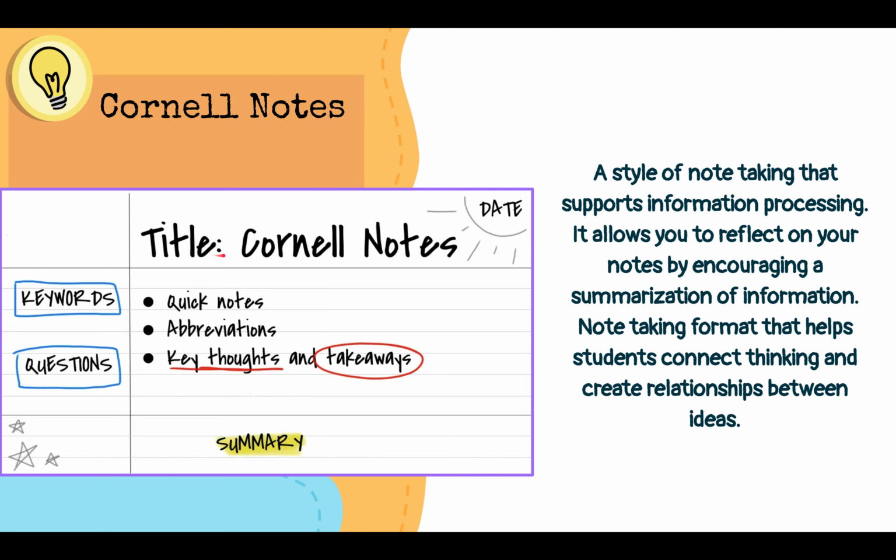The first working section is the title and the date. Usually it's going to be the title of a resource or a topic. In the middle, we leave ample room for quick notes, abbreviations, key thoughts, and takeaways, central ideas. And in the end, we have space for a summary, something that will help us synthesize the information that we are trying to process through the notes that we just took.